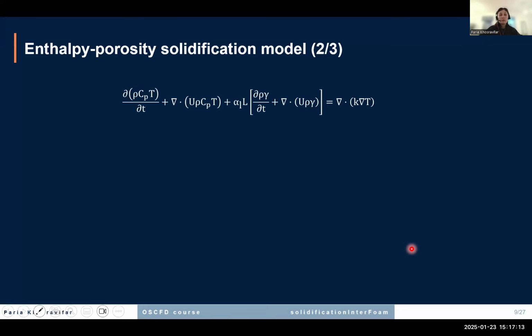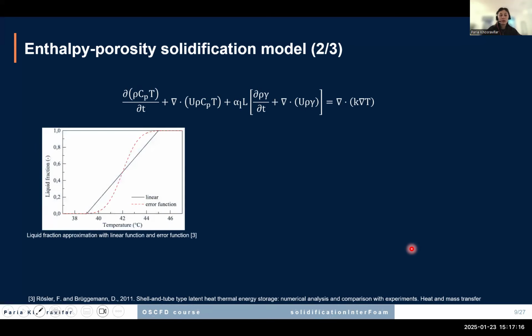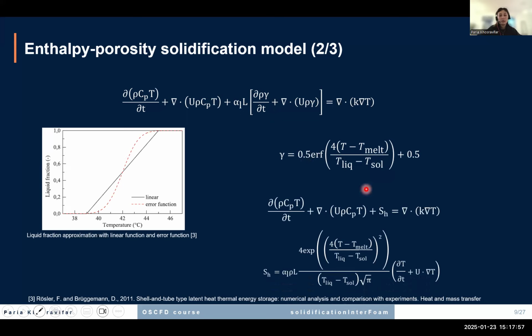To address this problem, Rossler and Brookman defined gamma with the error function, and in this way, instead of this sharp change in the liquid fraction, we will have this continuous liquid fraction function over the phase change temperature range, and we don't need any iterative solution during running the case. By substituting this relation, we will have this energy equation like this, and the source term will be defined with this relation.